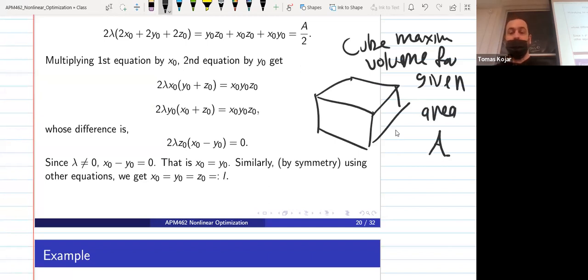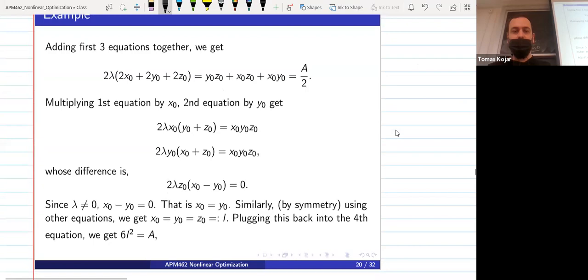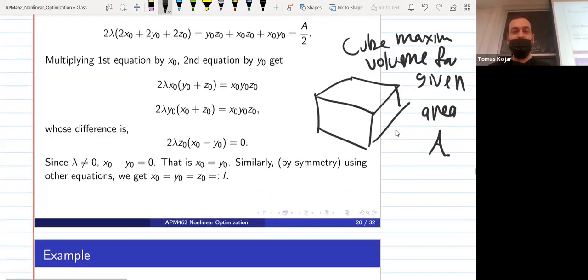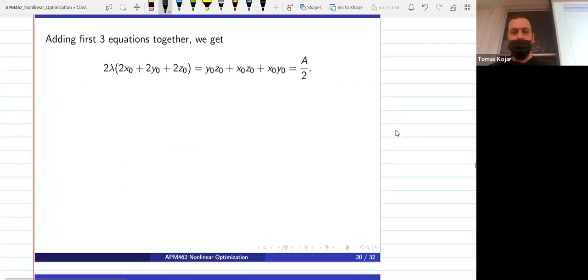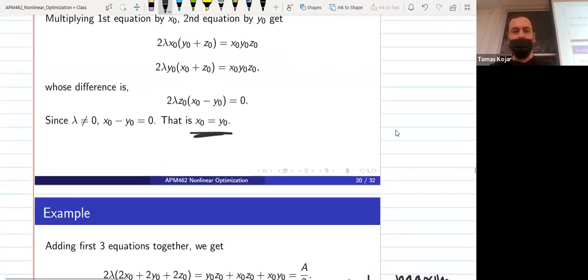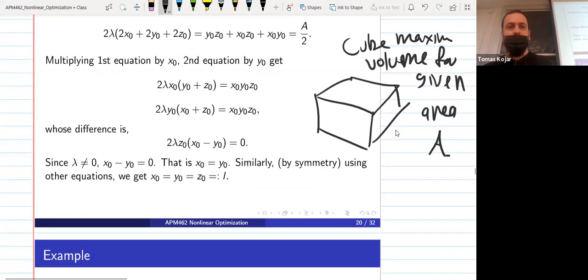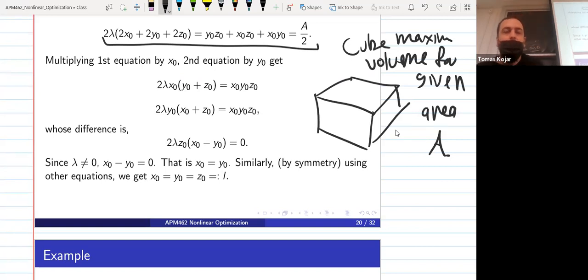Okay, and we just did it. We had this equation, right? Oh yeah, it was over here. So we have that from here. You put them together, so it's 4 lambda 3L is equal to A over 2. Okay, so that's how I got that.